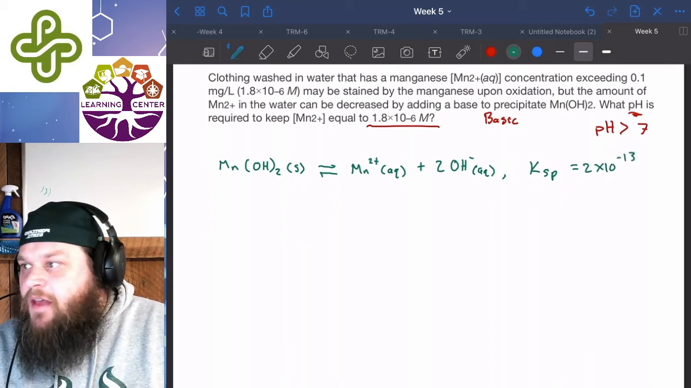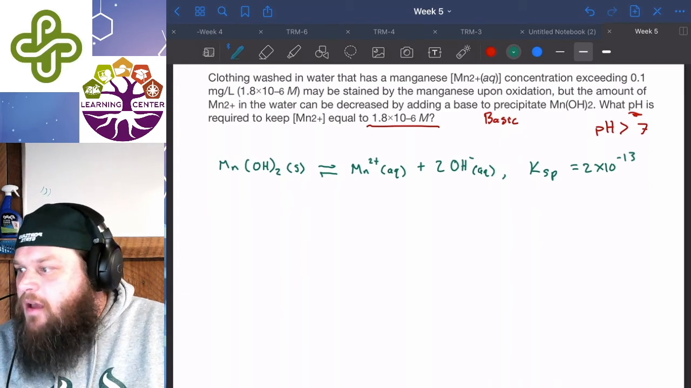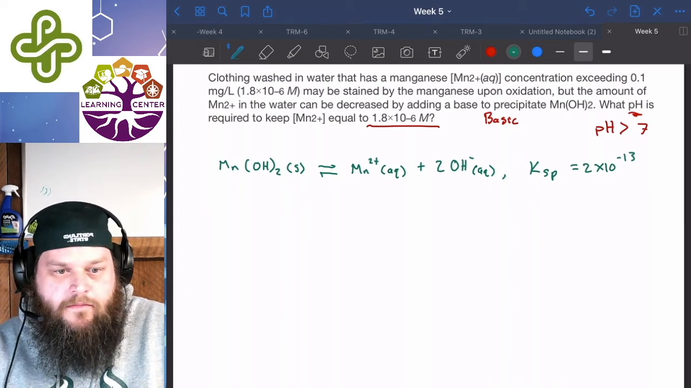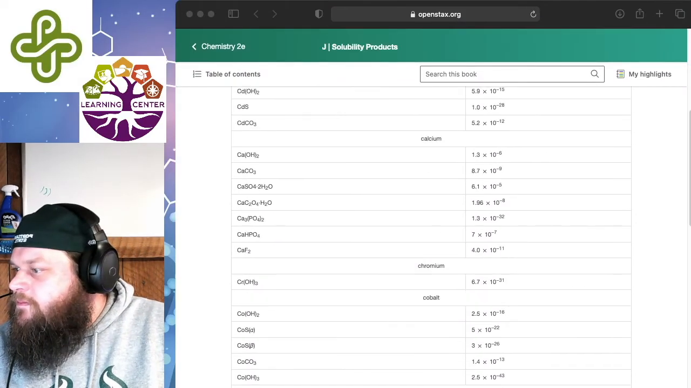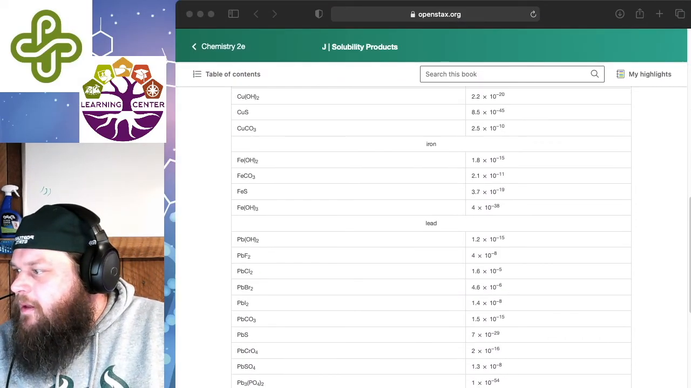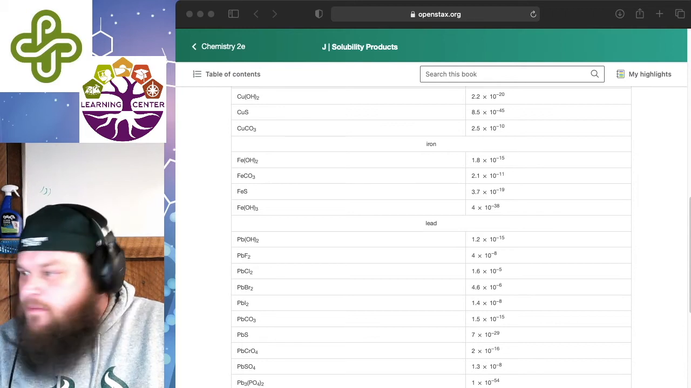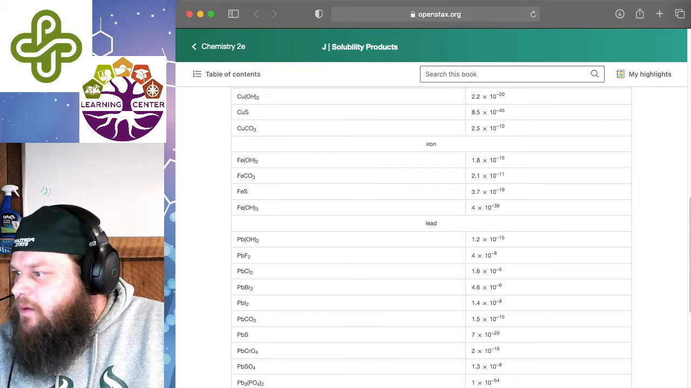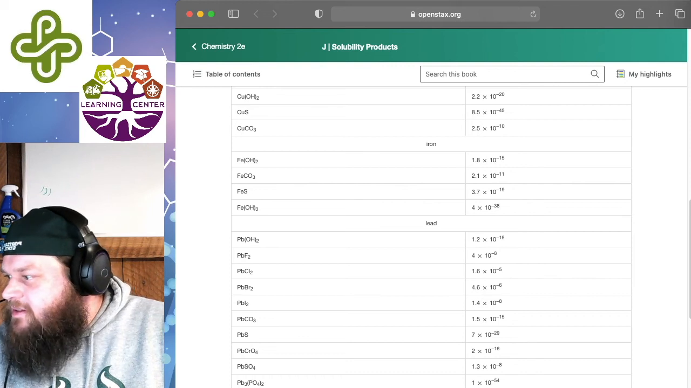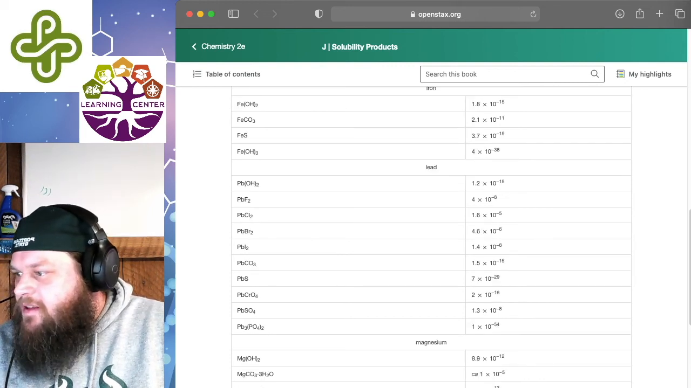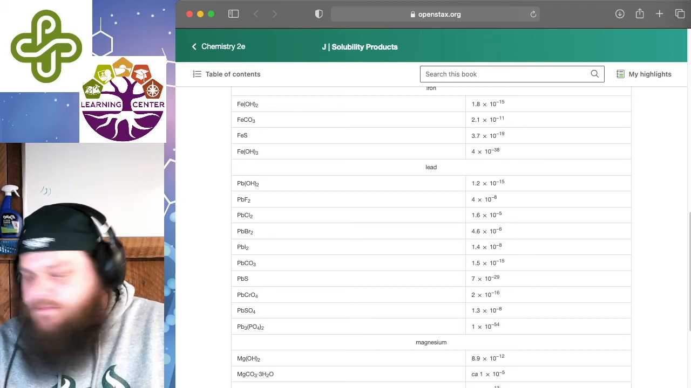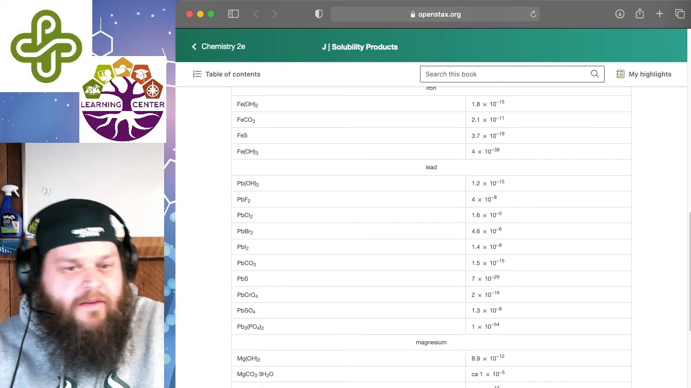We can find that in our book, I bet. Switching back to my browser. Manganese OH. Well, that's way different than what I had in there. Oh, that's magnesium. That's why. Manganese is down here. That's better. 2 times 10 to the negative 13. And that's what I wrote down there.